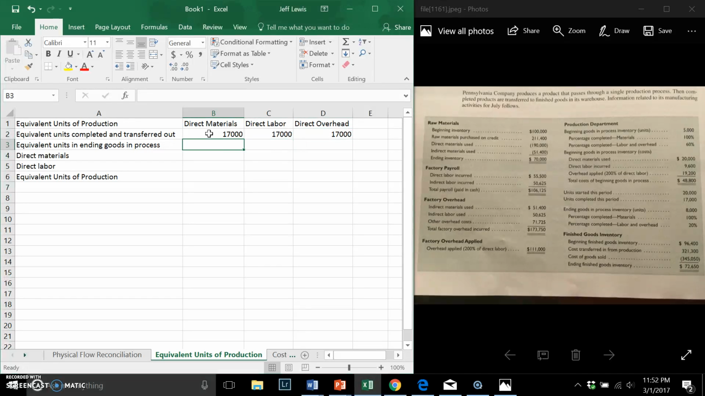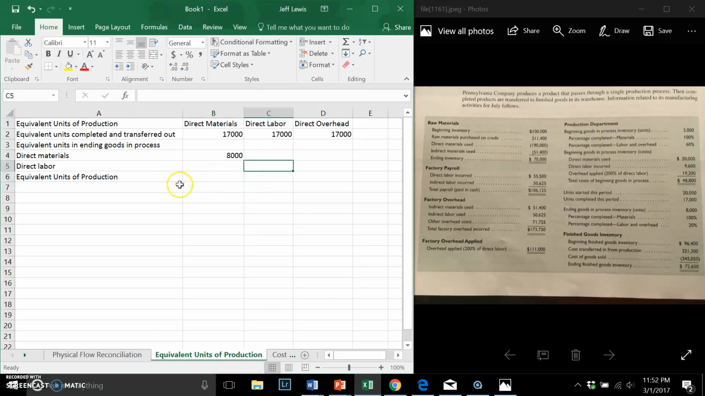Now you need to calculate the equivalent units in ending goods in process. To do that, look down here. Ending goods in process is 8,000 units, and it gives us these percentages completed. For materials, the workers completed 100% of the materials, so that's a good thing. We do equals 8,000 times 1, or 100%, because all 8,000 units were completed in direct materials.